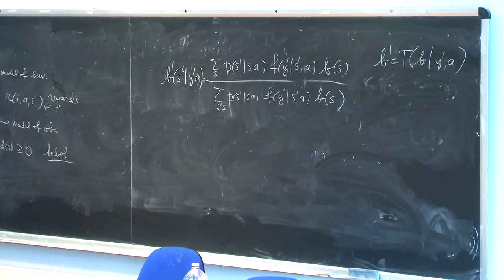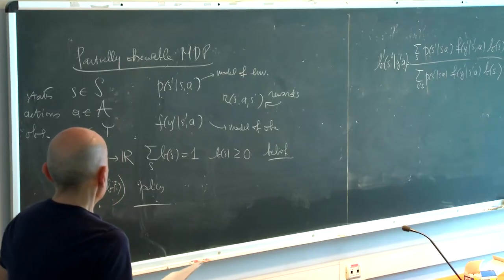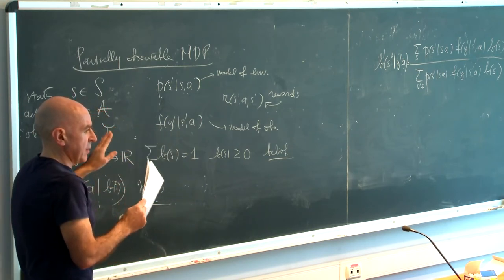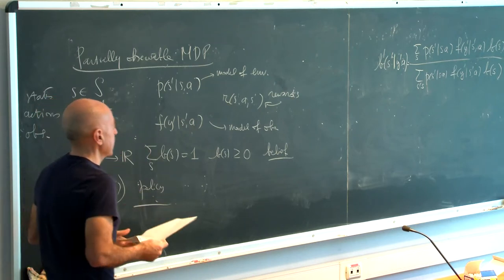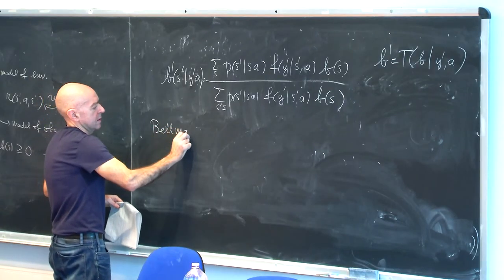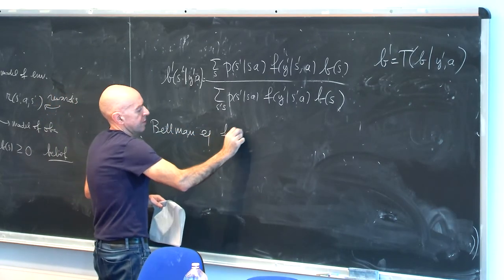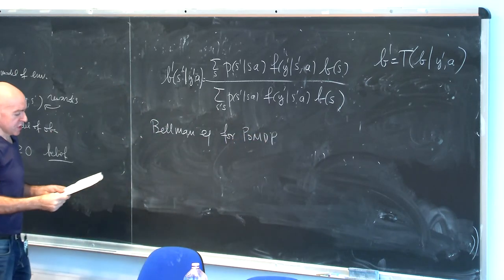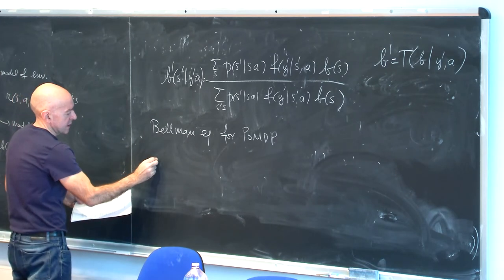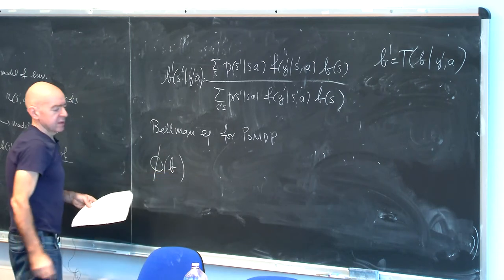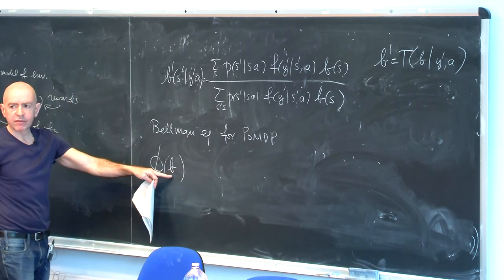So within this definition, actually, you can prove, with perfect memory encoded in the belief, that there is a Bellman equation for POMDP, which is just the one that we've been discussing earlier. So it's going to be some value. This is the value for a given belief.